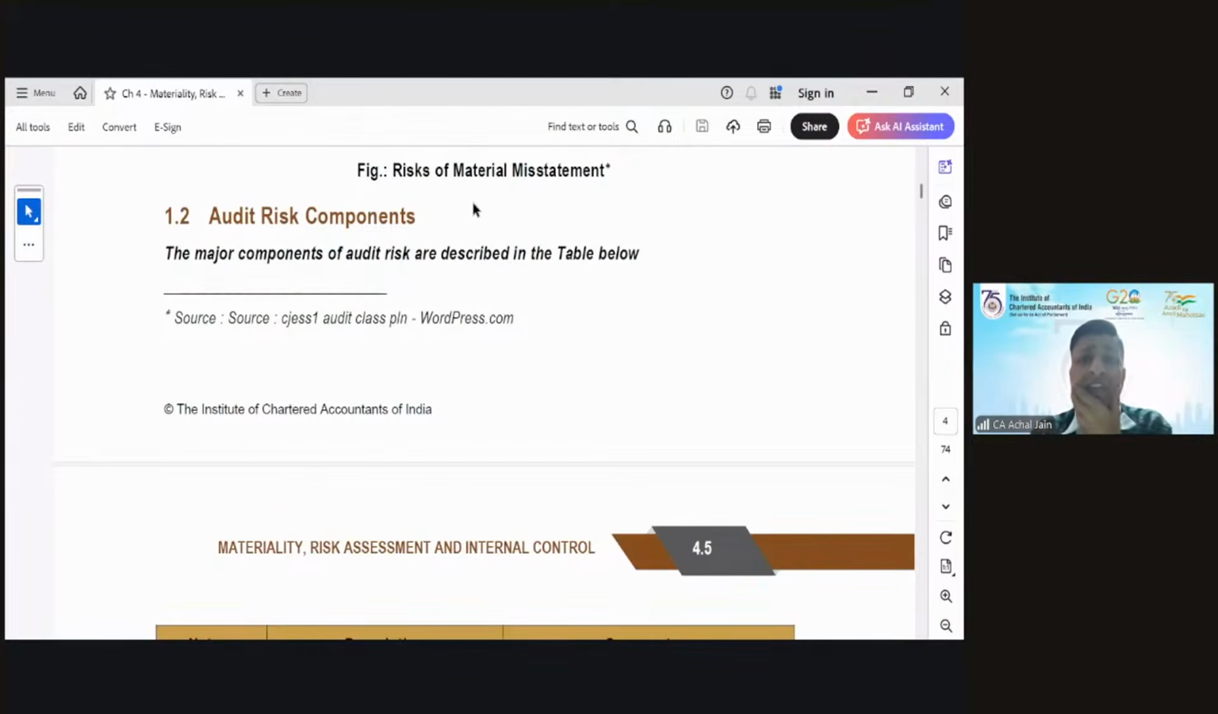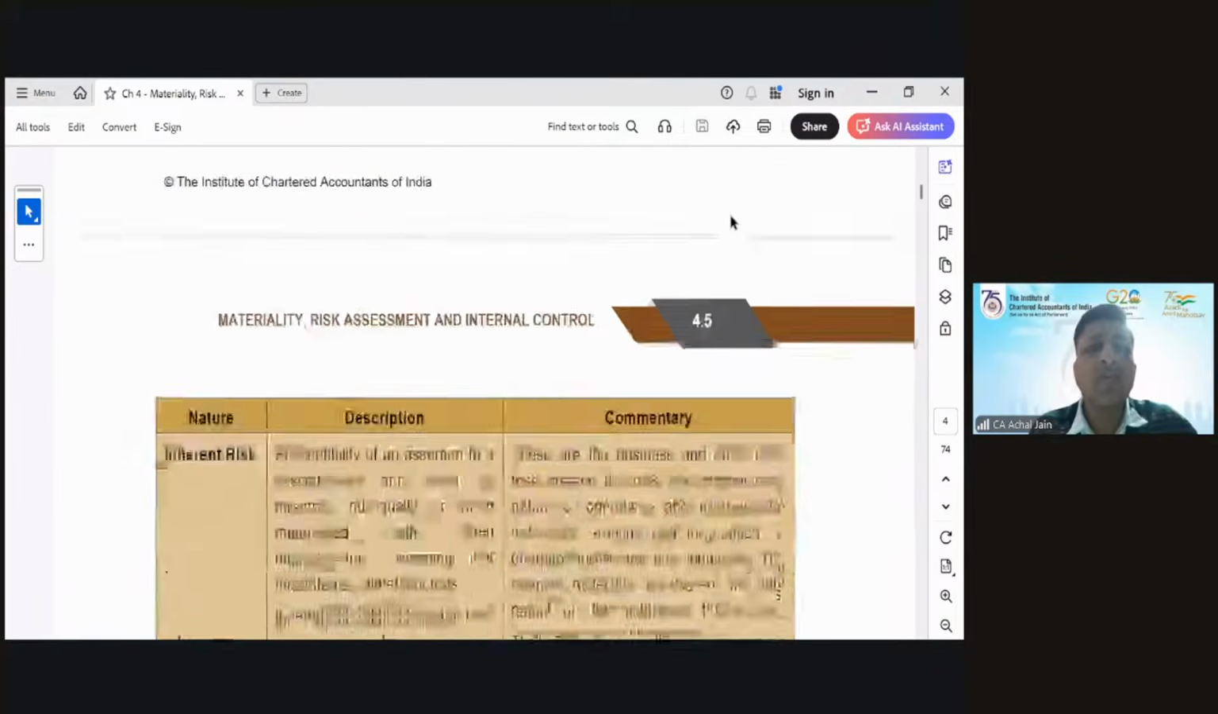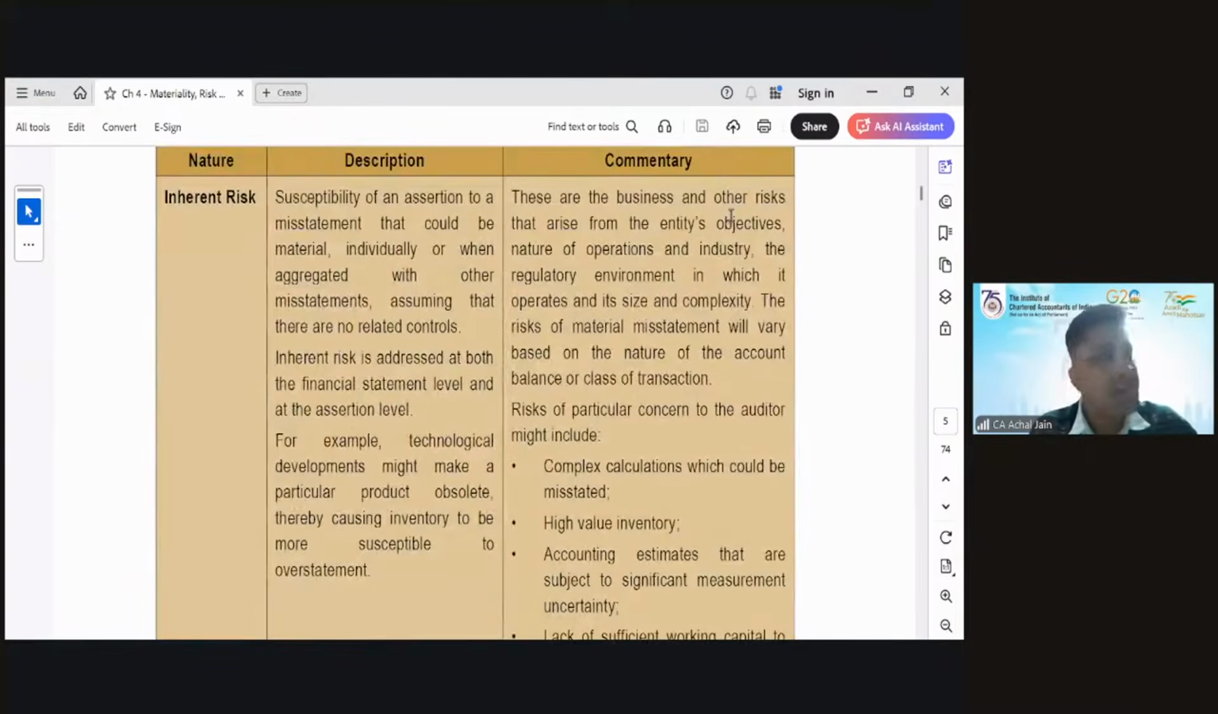Now, let's come back to the risks which are there in the audit. Let's now try to understand what are those risks. Now, see, there are a few components of audit risk. Let's try to understand. First, inherent risk. What do you mean by inherent risk?